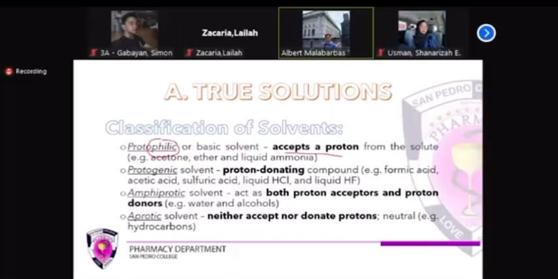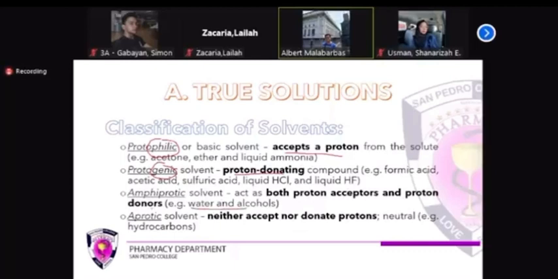Next, we have your protogenic, referring to your acidic solvents. These are proton-donating solvents. So examples are your acids. Amphiprotic, they act both as proton acceptors and donors, like your water and alcohol.